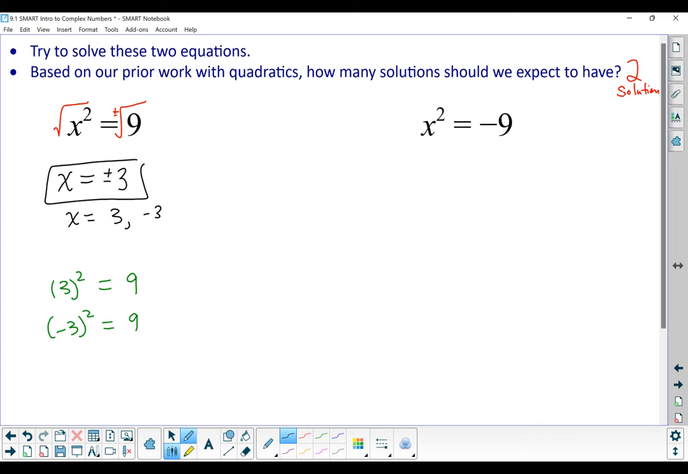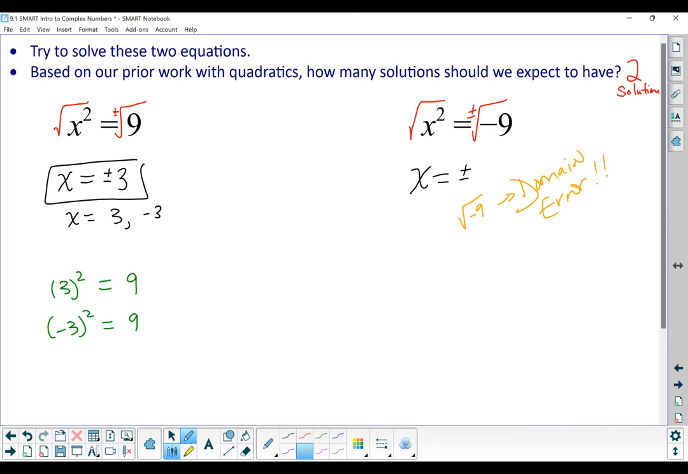Okay, so the next equation, x squared is equal to negative 9. So we can approach this exactly the same way. We're going to take the square root of both sides of our equation. Don't forget positive and negative. And on the left side, we have x is equal to positive and negative. And if you type into your calculator the square root of negative 9, you get a domain error. Your calculator can't do it.